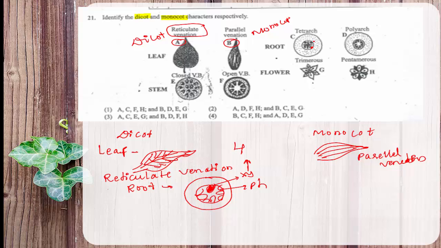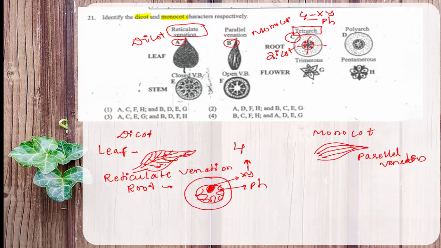And look at the image. This is one patch of phloem, this is another patch of phloem, this is third patch and this is fourth patch. And here this is one xylem, this is second xylem, this is third xylem and this is fourth xylem. So tetrarch condition, tetrarch means 4 patches of xylem and 4 patches of phloem. If xylem and phloem are present exactly in the 4 patches, this is the character of dicot. So C is the character of dicot.